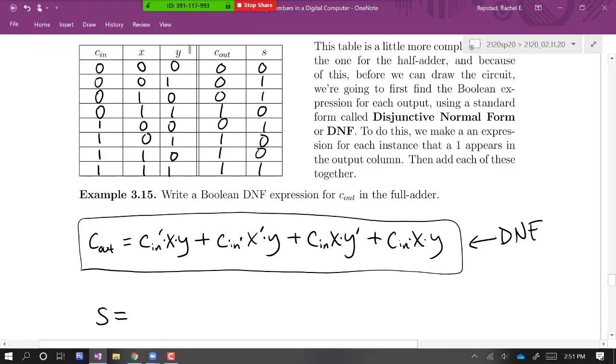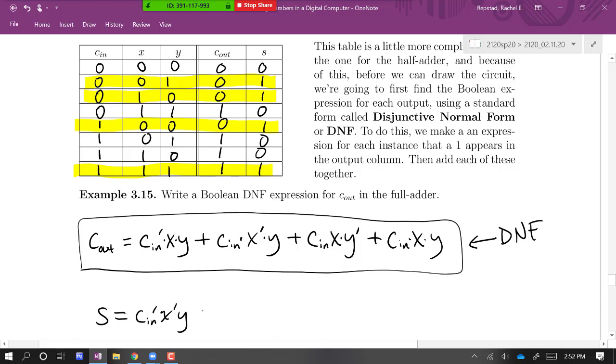Okay, so to make the expression for the sum, I want to focus on the rows where the sum is a 1. So that's that, and that, and that, and that. Okay, who wants to start us off? What's the expression for the top row? Cn naught times x naught times y.